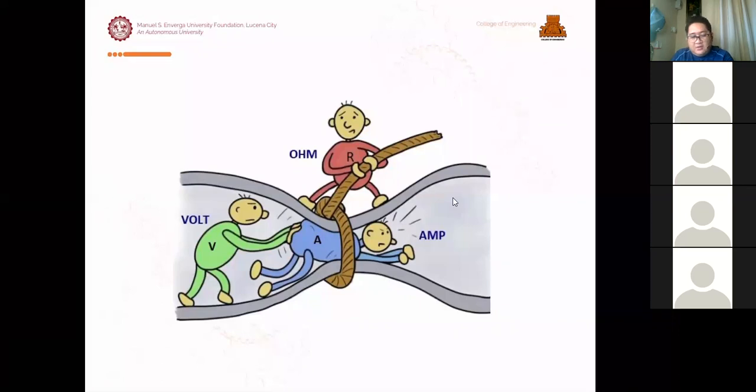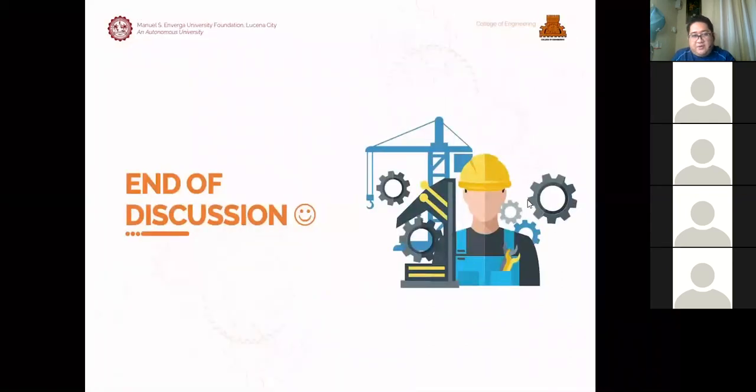So, meron tayong formulang ginagamit para mahanap yung value ng volts kapag given ang resistance at ampere. Same as kung wala yung ampere, given yung volts and ohms, at kung given yung volt and ampere, makukuha natin yung ohms. Okay? So next meeting, discuss natin yan. But for now, this ends our lecture for today.